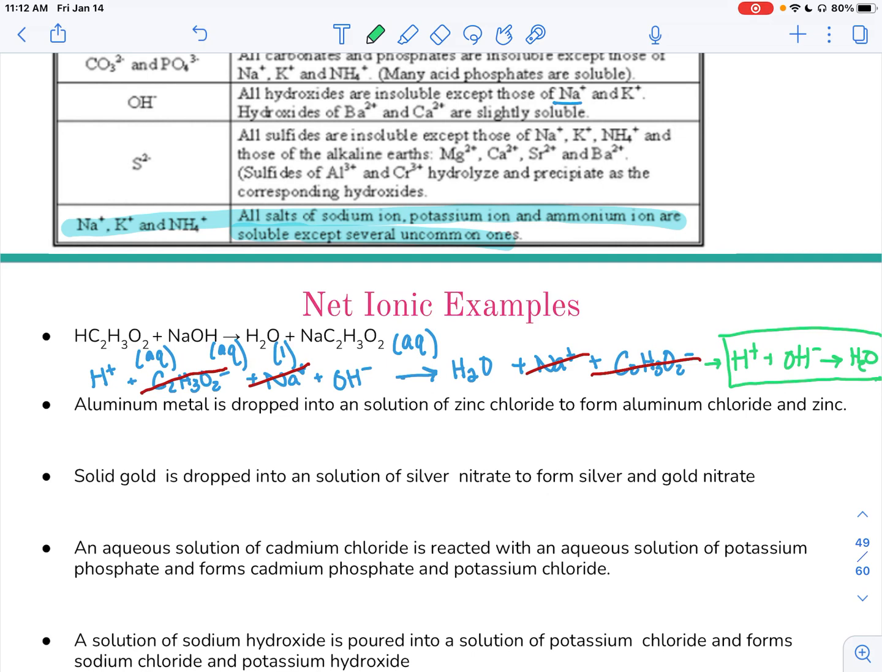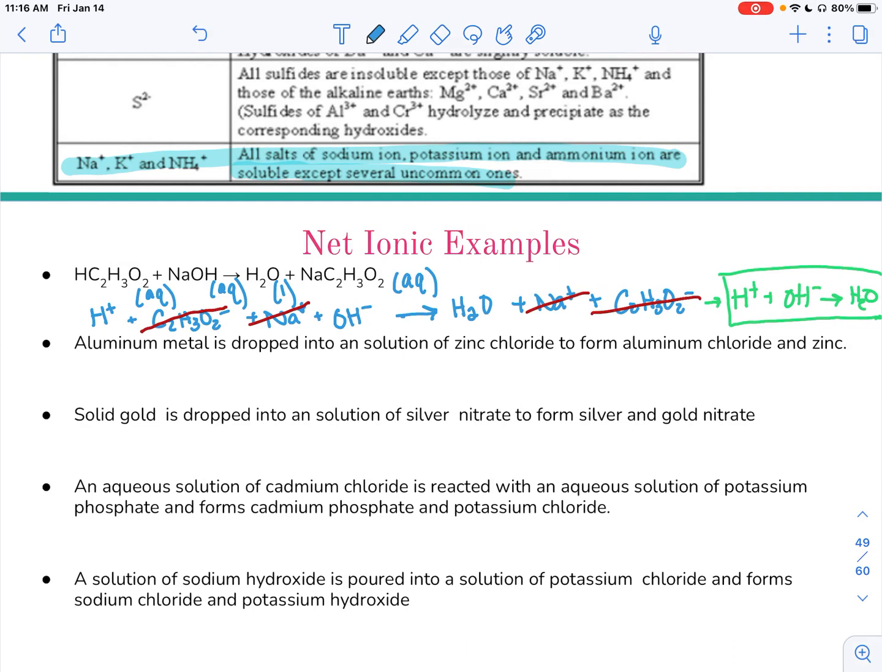Now again, this isn't perfect because it's actually a weak acid, but we're not going to get into that in this course. Okay, so let's do another one. For this one, you have to translate first, and then you're going to balance. And then you can get into the net ionic.